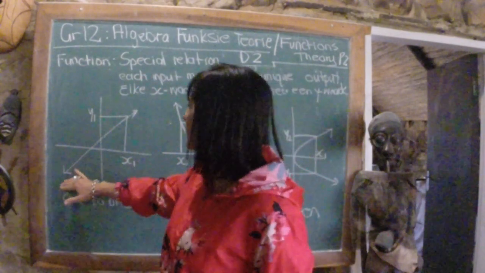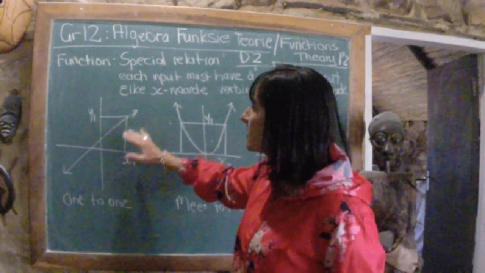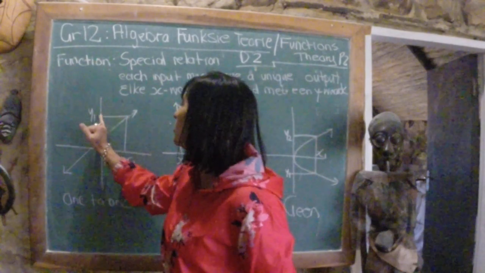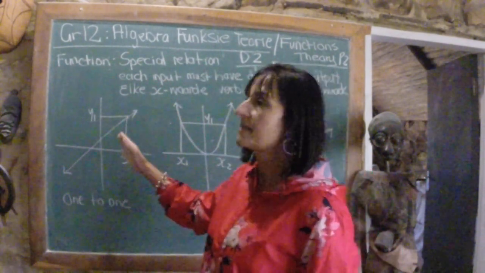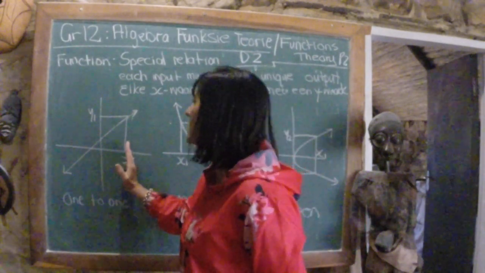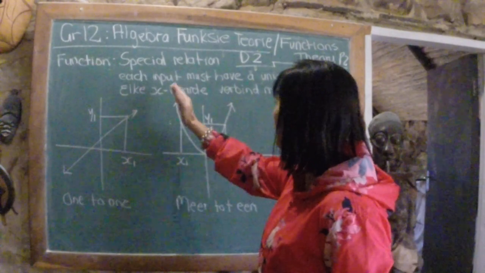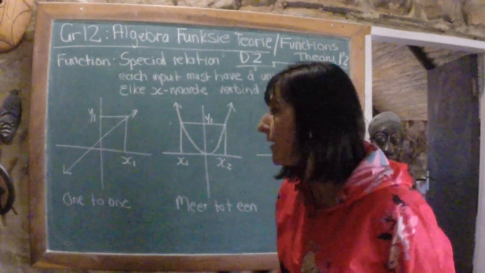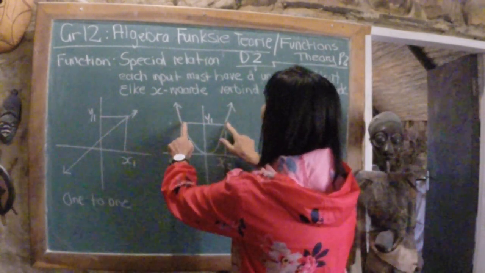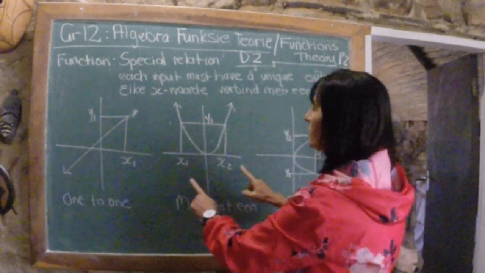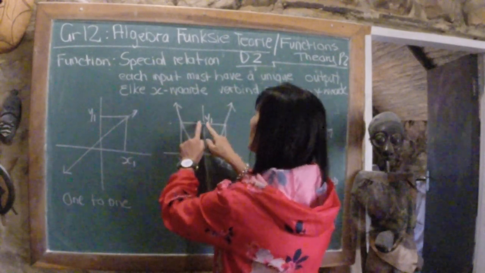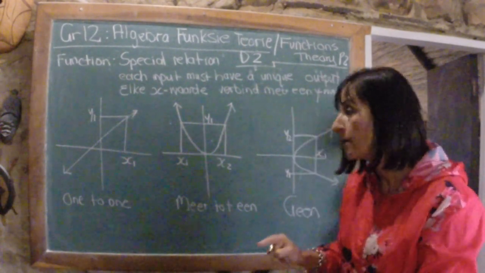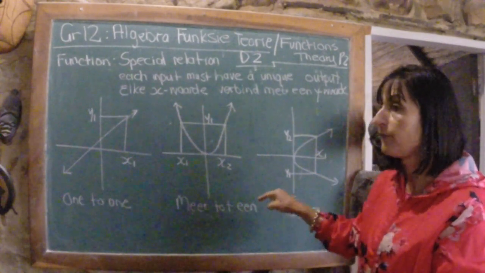Let's look at this graph, the straight line graph. When we look at this graph, you will see that each x value got one unique y value. This is a function. Vir elke x-waarde is daar slegs een y-maatjie. If you look at the parabola, this is also a function, but it's another type of function. This is a many-to-one function. Hoekom? Want daar is twee x-waardes wat met een unieke y-waarde 'n verwantskap het. And therefore it's also a function, but it's a many-to-one function.